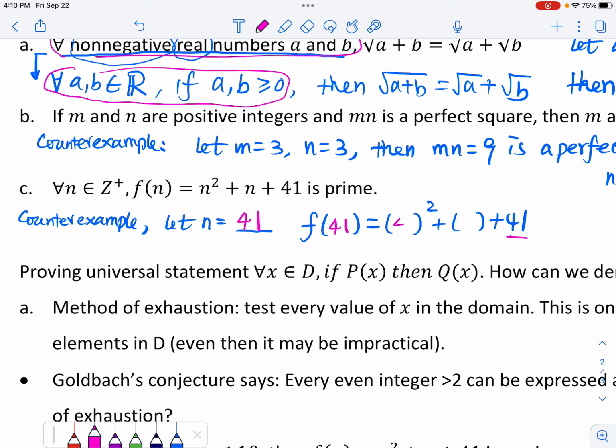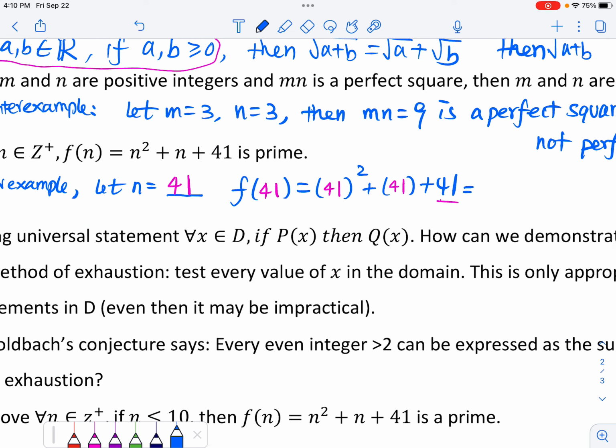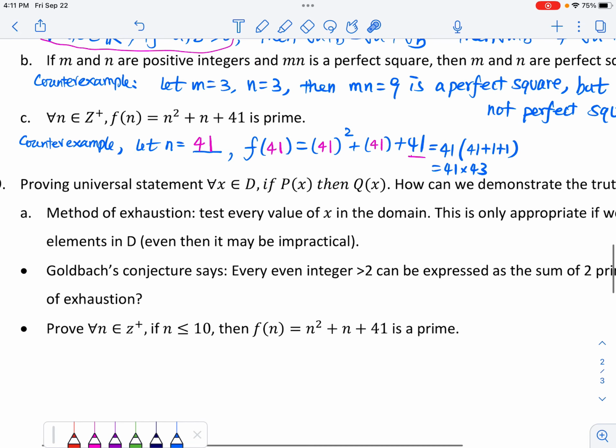It will be n squared, which is 41 squared, plus n, which is plus 41, and then plus the last 41, right? And this is actually equal to, if you factor out the 41, then you're left with 41 plus 1 plus 1, which is 41 times 43. So do you see that we successfully found a number so that this is true? 41 is a positive integer, but this is false. This is not a prime. Therefore, we successfully disprove this statement.